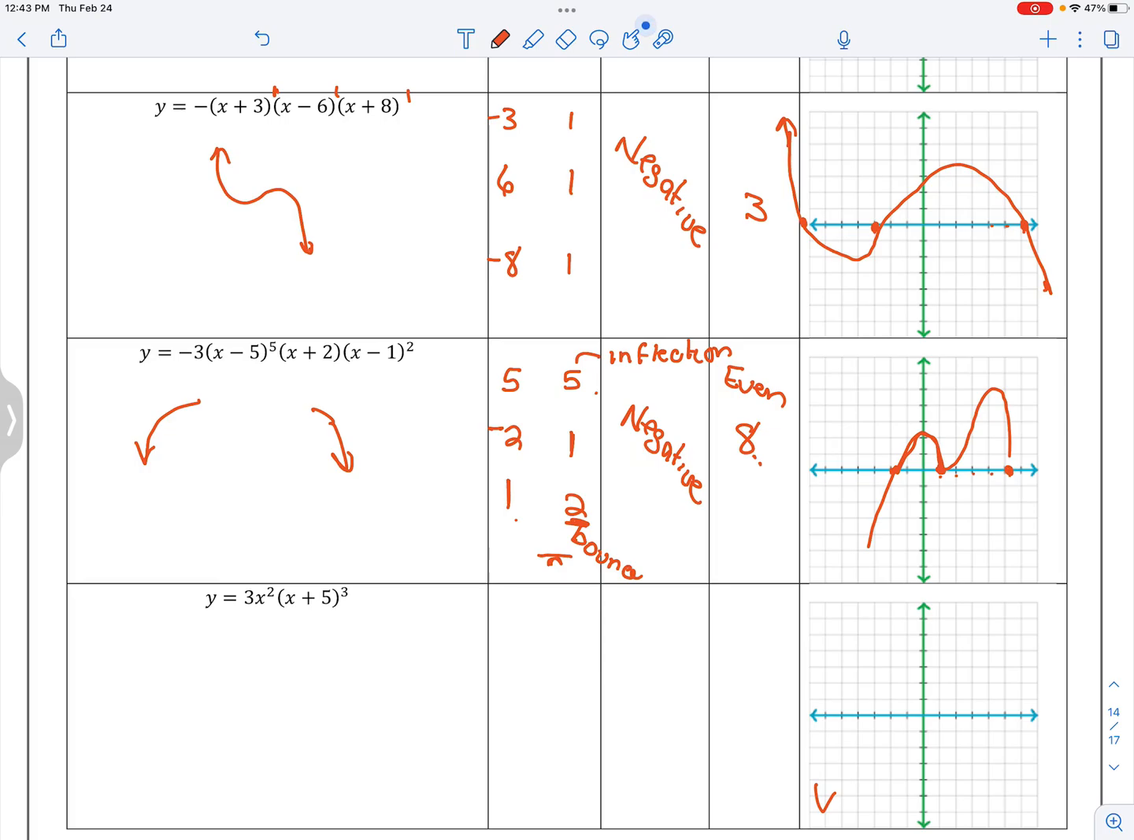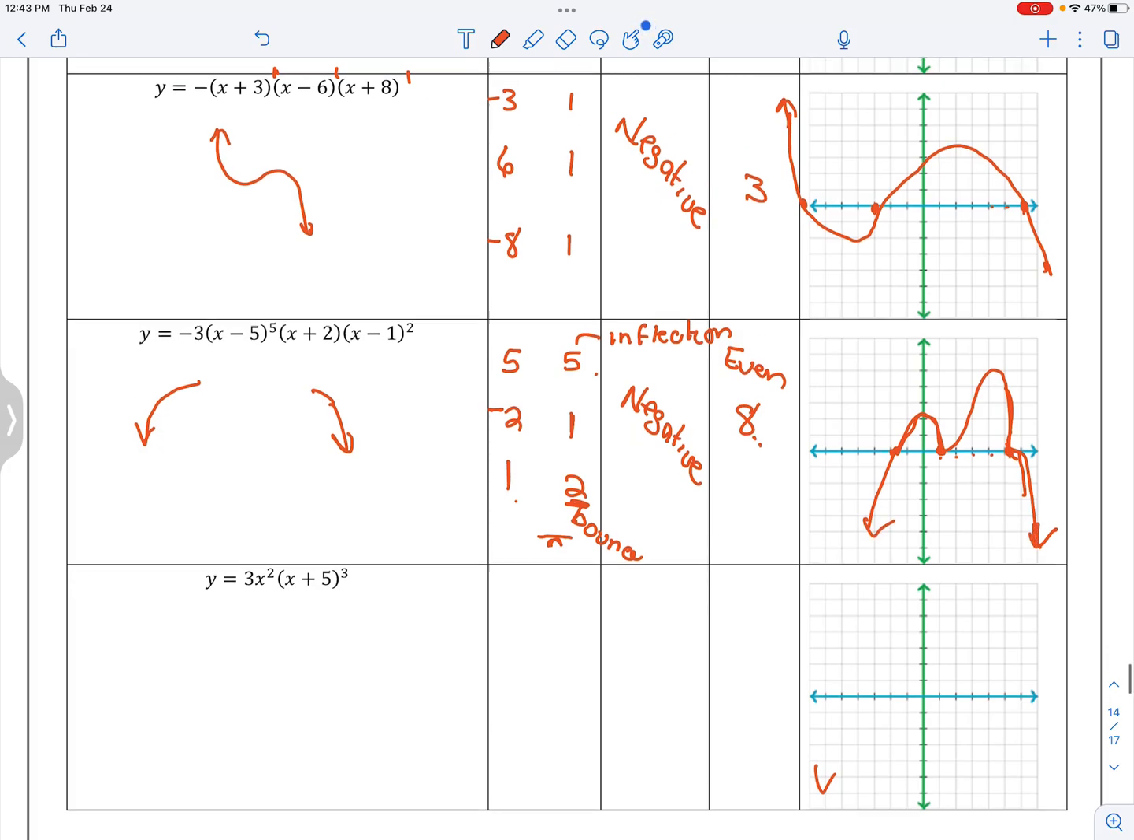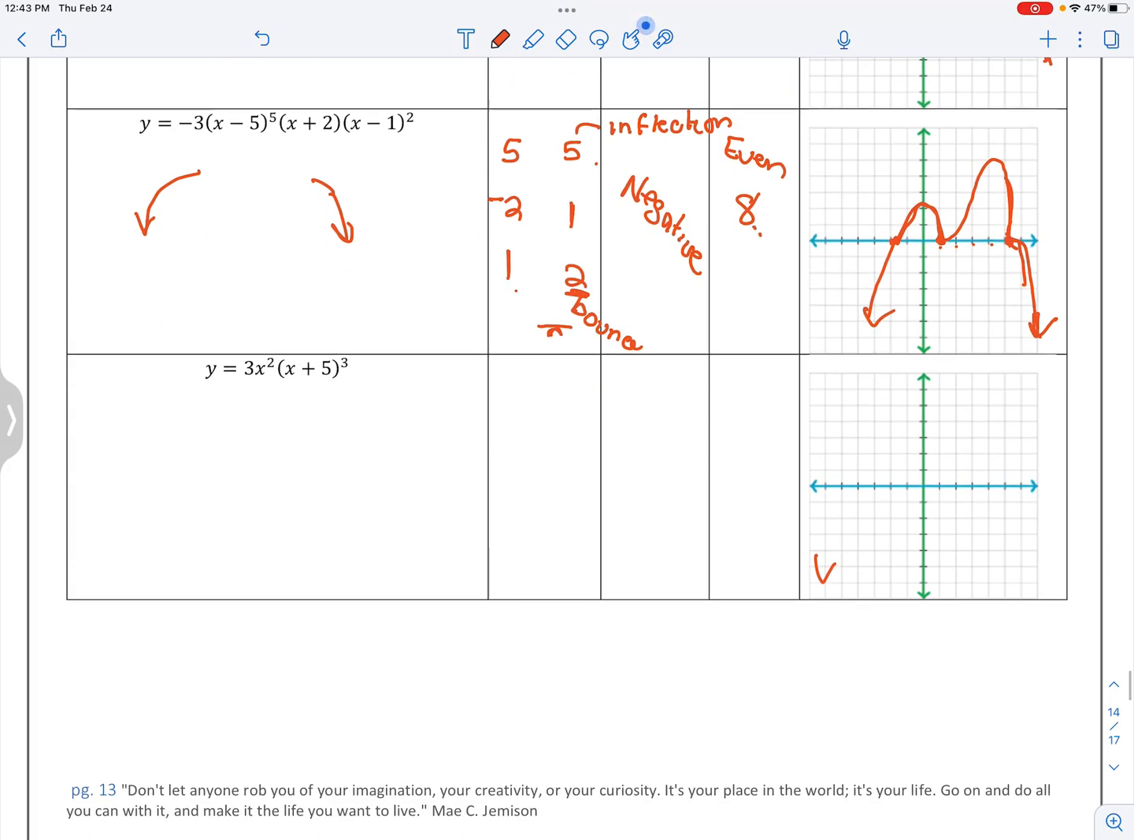And then when I go through this 5, it has odd multiplicity, but because it's at 5, it's going to kind of have like a little inflection point. It's going to sit there for a minute before it goes through. So it kind of just sits there for just a second, and then it goes through. And that's what that's going to look like. Would you like to pause the video and do the last one?